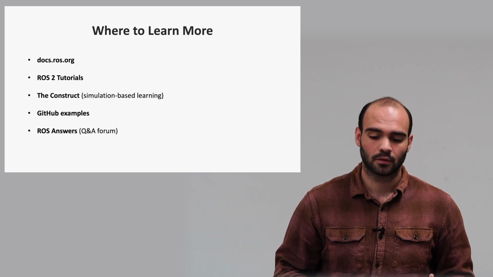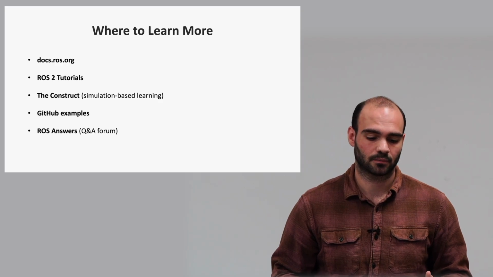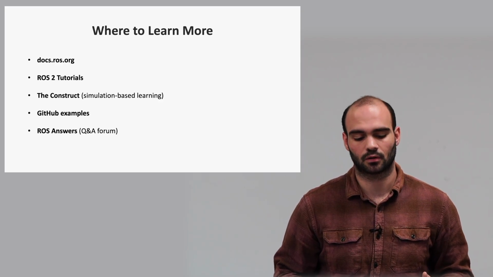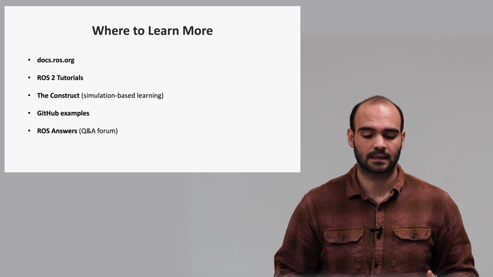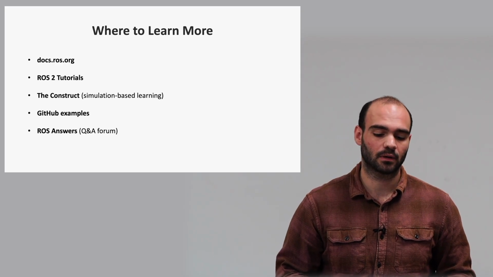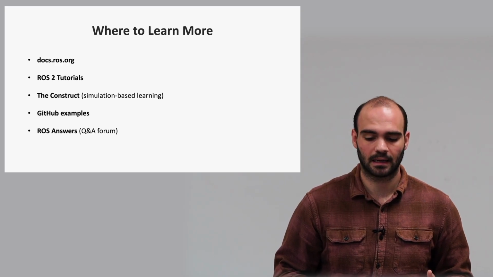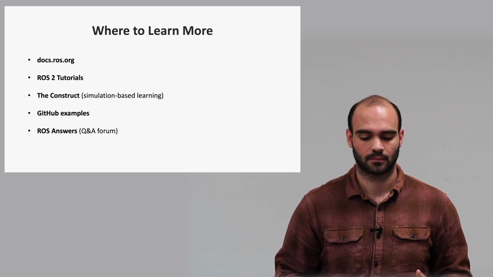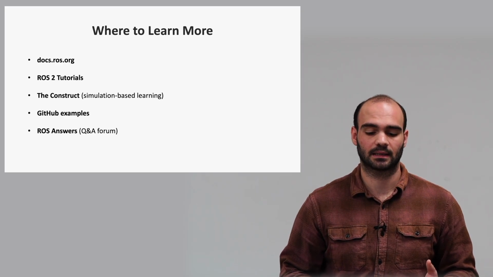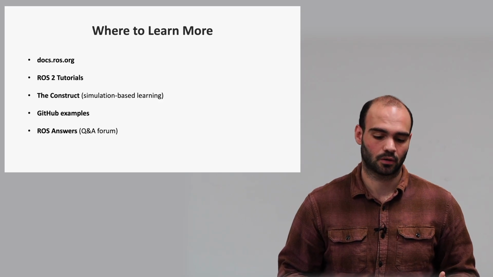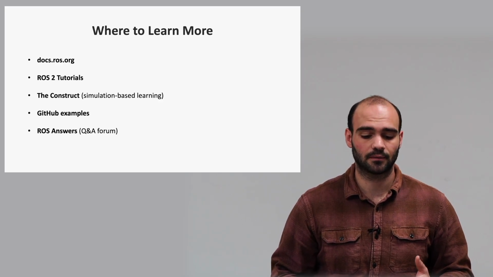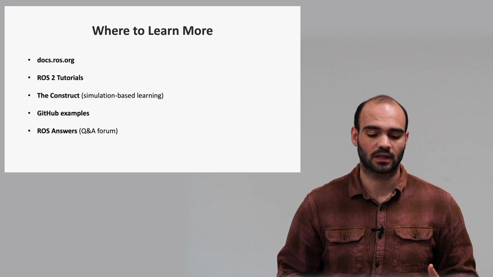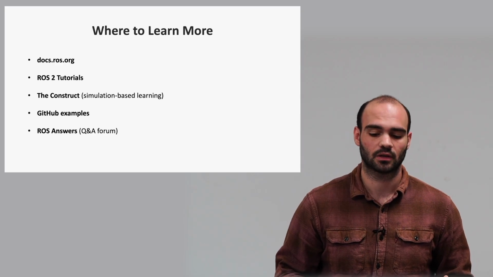To go deeper, you can start with the official documentation at docs.ros.org. There are step-by-step tutorials for both Humble and Jazzy. Platforms like The Construct offer hands-on training and simulation. You can also explore GitHub projects to see real robot code. And if you ever get stuck, ROS Answers is the best place to ask questions and get help from the community.